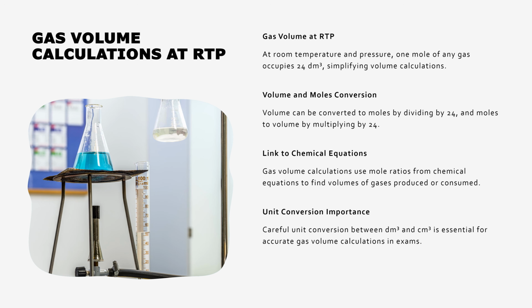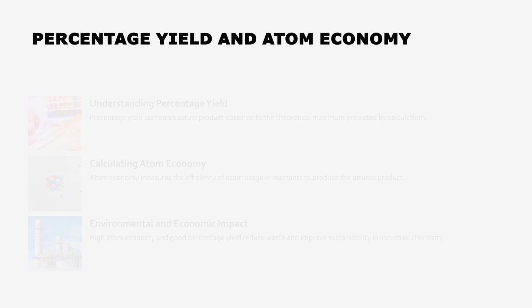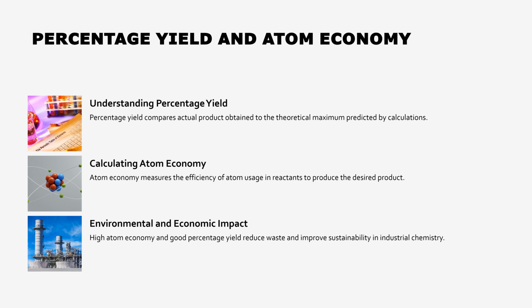Gas volume calculations are based on the idea that at room temperature and pressure, RTP, 1 mole of any gas occupies 24 dm³. Percentage yield and atom economy are calculations that link quantitative chemistry to industrial processes and sustainability. Percentage yield compares the actual amount of product obtained from a reaction to the theoretical maximum predicted by calculations.